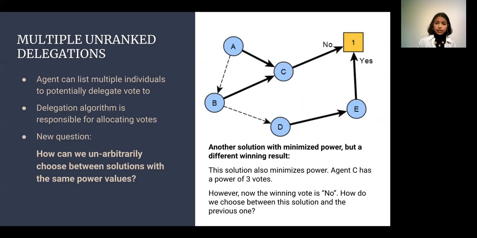Now here we have another issue where we have the same maximum power of 3 in this case, which is with agent C, who's voting on behalf of A and B, except now even with the same minimized power, we are having a completely different result in the election. The previous model resulted in a winning vote of yes, and in this case, the winning vote is no, despite us choosing between what should have been similar solutions based on what we wanted from our mechanism. So now the question is, how could we non-arbitrarily choose between solutions with the same power values?